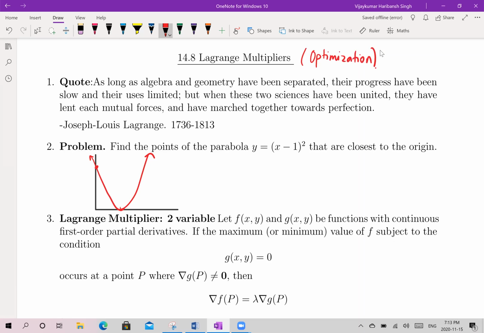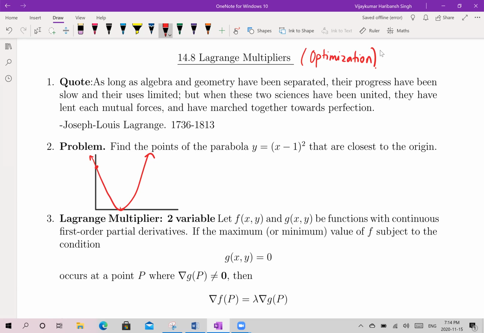Before I start, I would like to read this quote by Joseph Louis Lagrange, the founder of the Lagrange method, but he was also a well-known mathematician. "As long as algebra and geometry have been separated, their progress has been slow and their use is limited. But when these two sciences have been united, they lend each other mutual forces and have marched together towards perfection." It's quite profound. And note that this quote was said before 1813 when Lagrange died, right? After that, there was a huge boost to the area of algebraic geometry, which led to a lot of interesting results in mathematics.